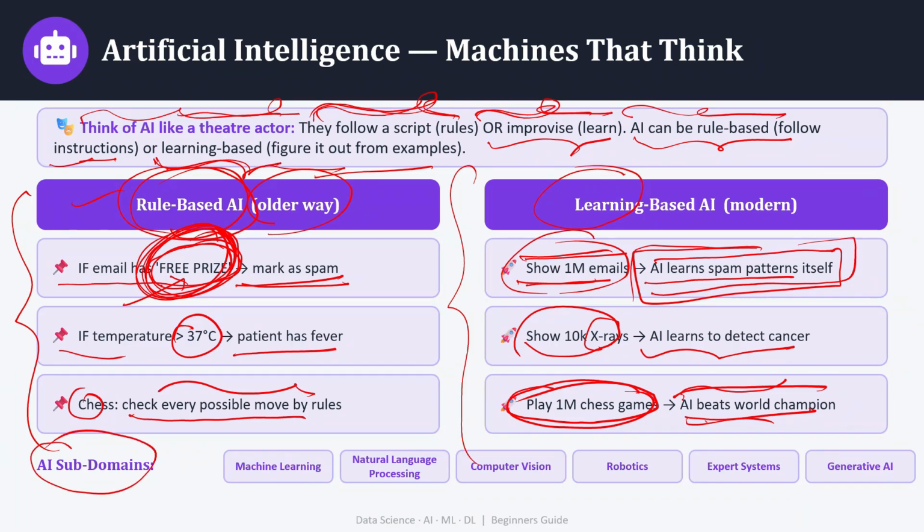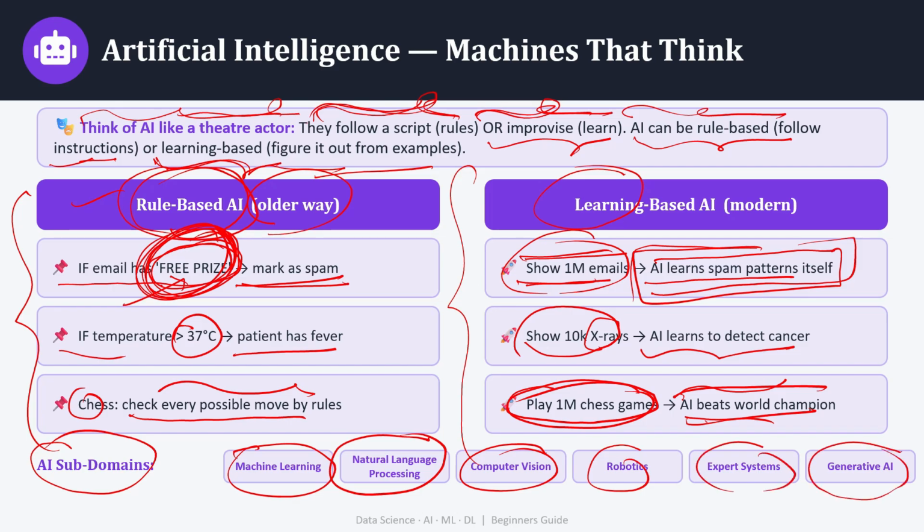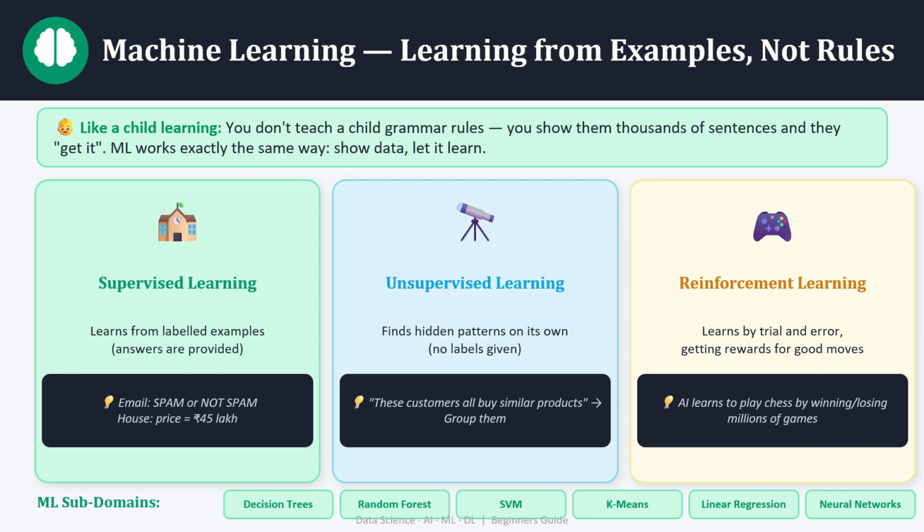So what are the subdomains of AI? Machine learning, NLP (natural language processing), computer vision (CV), robotics, expert system, and generative AI. If you have heard any of these terms, machine learning, NLP, computer vision, robotics, expert system, generative AI, all of these are subdomains of artificial intelligence.